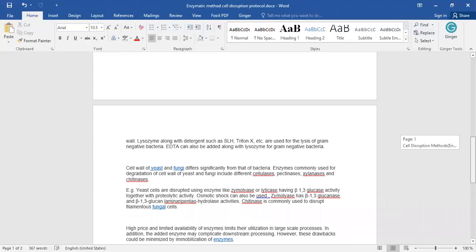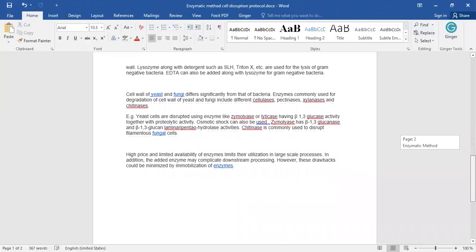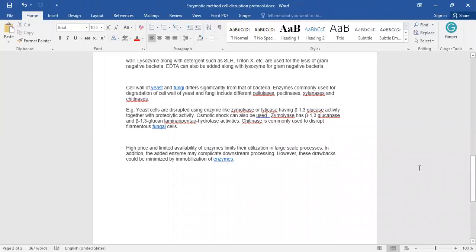In yeast and fungi there is also a cell wall. The enzymes used for the degradation of the cell wall of yeast and fungi include cellulase, pectinase, glucanase, and chitinase, because the cell wall of fungi is composed of chitin. So the chitinase enzyme is used for the disruption of chitin.